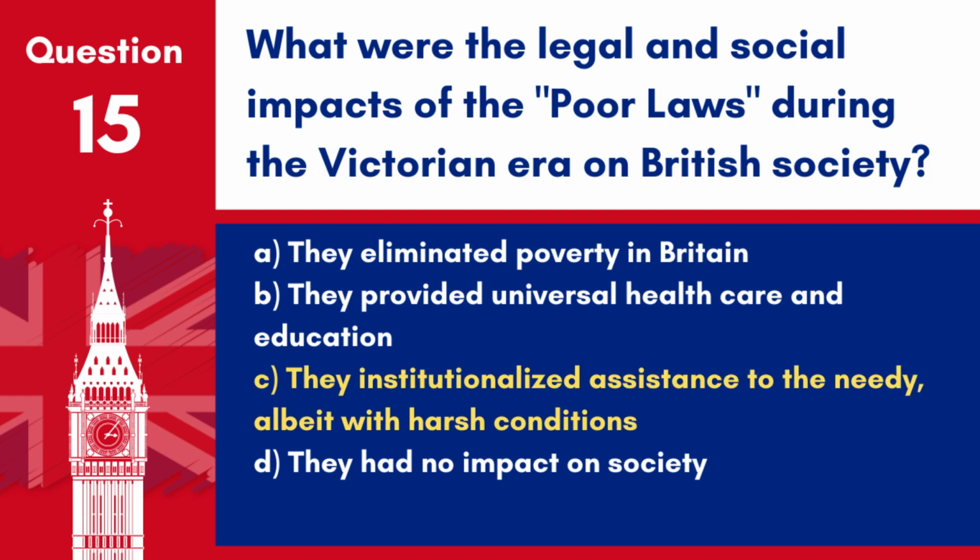Answer: C. They institutionalized assistance to the needy, albeit with harsh conditions. The Victorian-era Poor Laws were significant as they structured public assistance for the impoverished, but they were often criticized for their punitive measures and workhouse conditions.